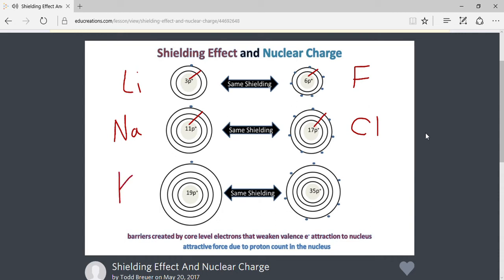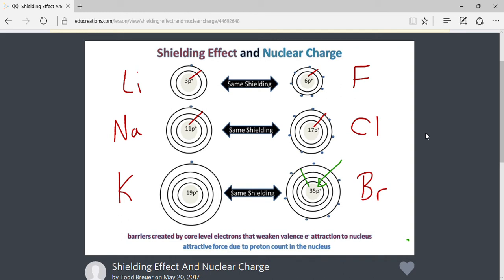This same pattern holds true when we compare potassium to bromine. Each of them would have 4 total energy levels, or 3 core levels of electrons. 3 core levels of electrons would create the same effect for shielding for both potassium and bromine. However, bromine, having 35 protons in the nucleus, has a greater nuclear charge, causing the attraction from the nucleus to the valence level, or the outer ring of electrons, to be stronger than it would for potassium.